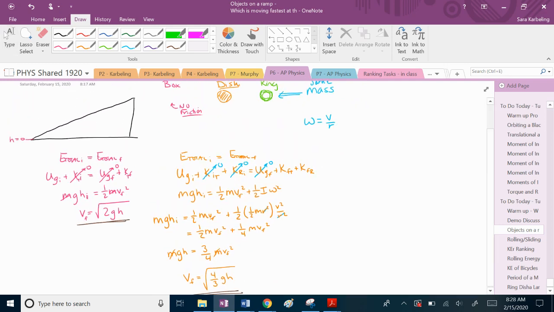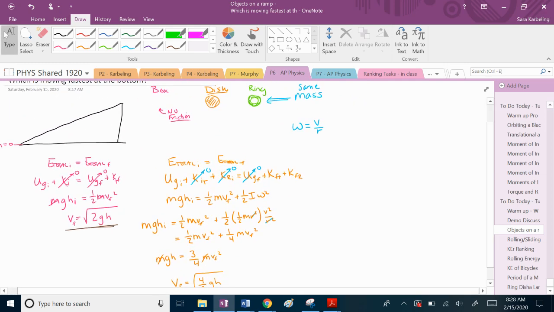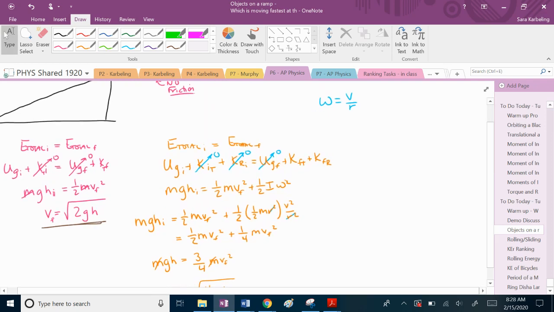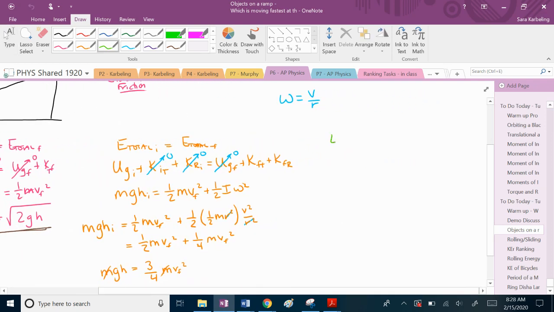And then let's try the other one just to see what's going to happen. Again, things are a little different when you add this rotational kinetic energy into the mix. So let's go ahead and do the ring. Again, start with the same thing: E total initial equals E total final. We've got UG plus KT plus KR equals UG plus KT plus KR. You all know that that's initial and final, right? So we're going to get rid of the terms that are zero.